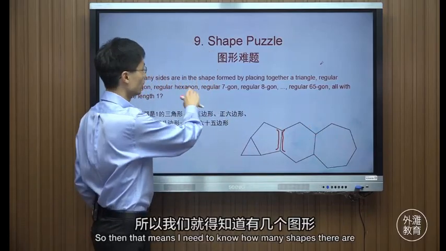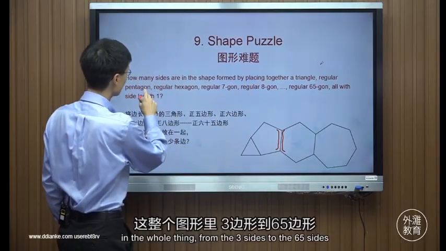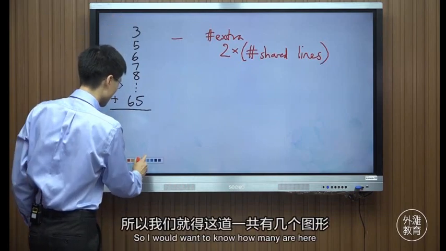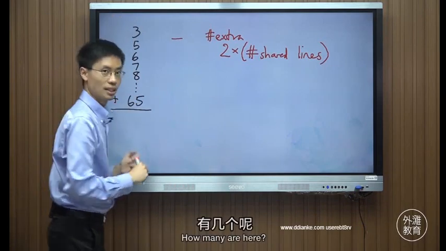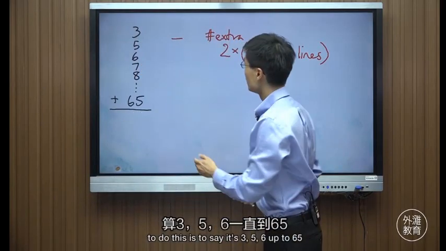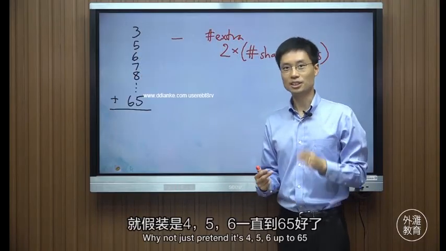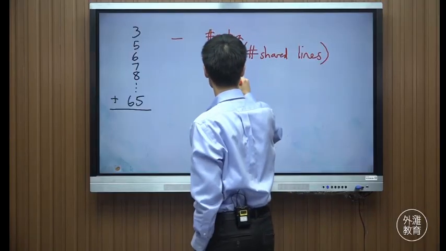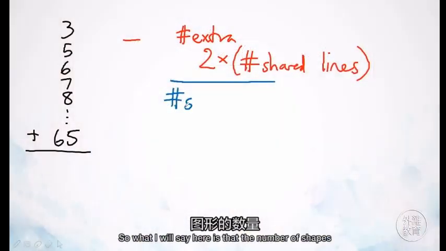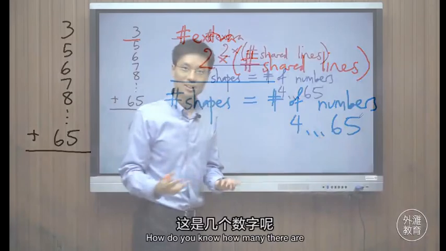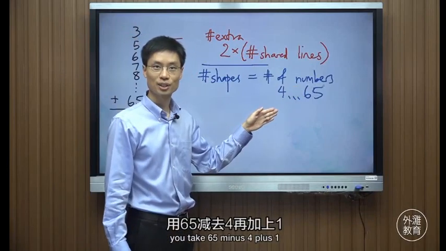So then that means I need to know how many shapes there are in the whole thing, from the 3 sides to the 65 sides. So I will want to know how many are here. The easiest way maybe to do this is to say it's 3, 5, 6 up to 65. Why not just pretend it's 4, 5, 6 up to 65? So what I'll say here is that the number of shapes is equal to the number of numbers in the range 4 to 65. How do you know how many there are? You take 65 minus 4 plus 1.